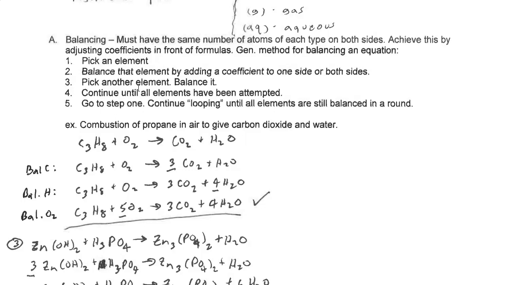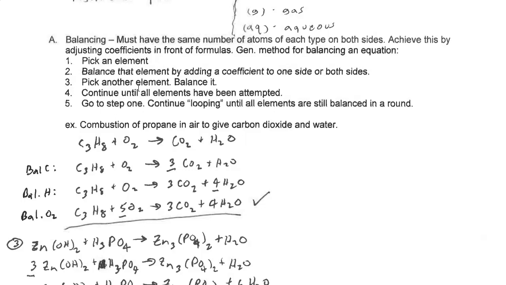Once you get that one balanced, you're going to pick another element and balance that. What if, when you balance that element, you mess something up? Is that okay? Yeah, it's okay. Sometimes you've got to crack a few eggs to make an omelet. Do I go back and fix it right away? No. Just continue forward. We're going to loop back around and take care of it eventually. But just keep going forward. Don't worry about it.